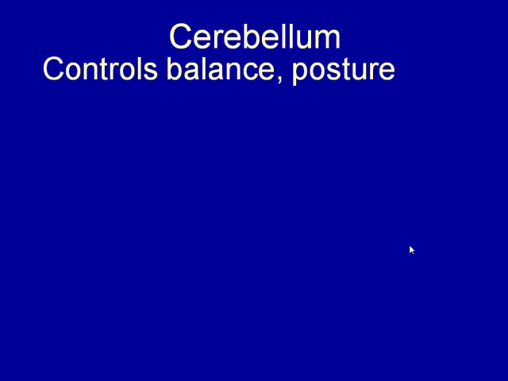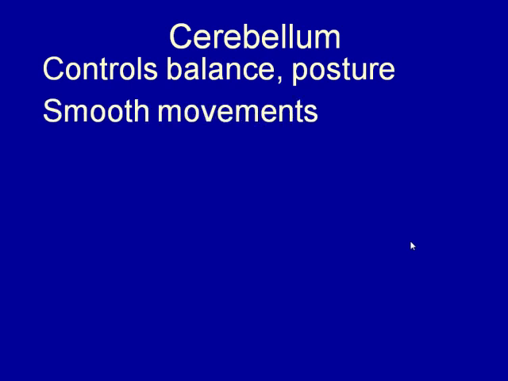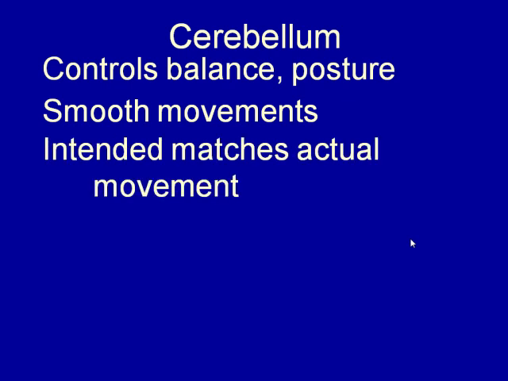The last part of the brain we're going to talk about is the cerebellum. Now, the cerebellum is an unconscious part of the brain that plays a big role in motor coordination. It helps control your balance and posture. Also, it helps your conscious motor cortex plan all of your movements so that the movements come across just like you wanted them to. Nice, smooth movements. It makes sure that what you wanted to do matches what you actually do.